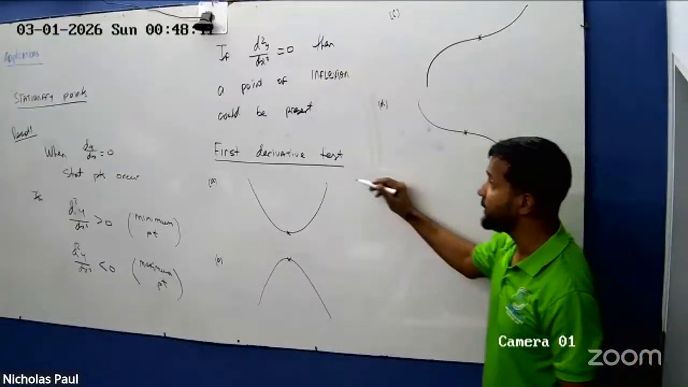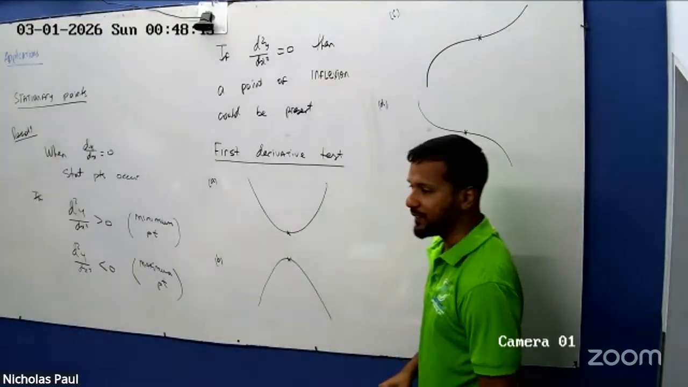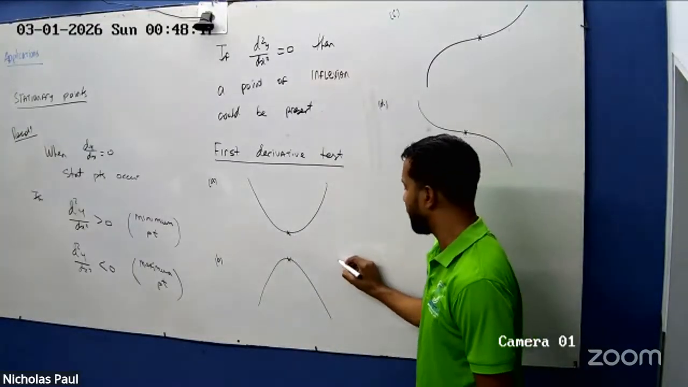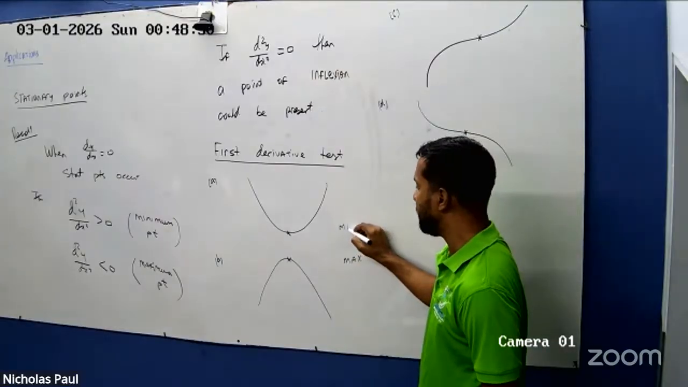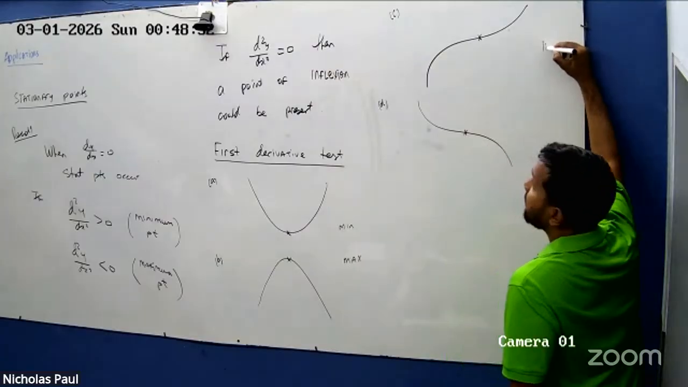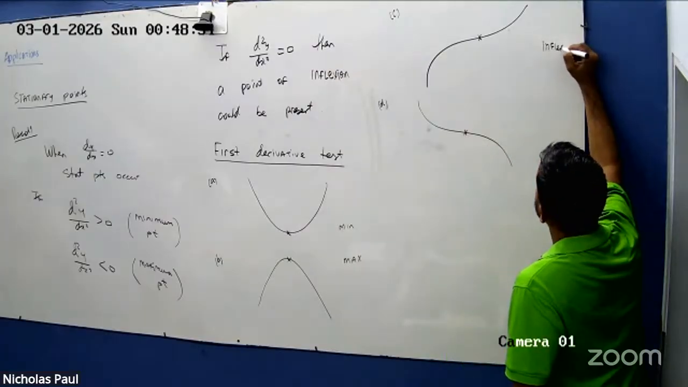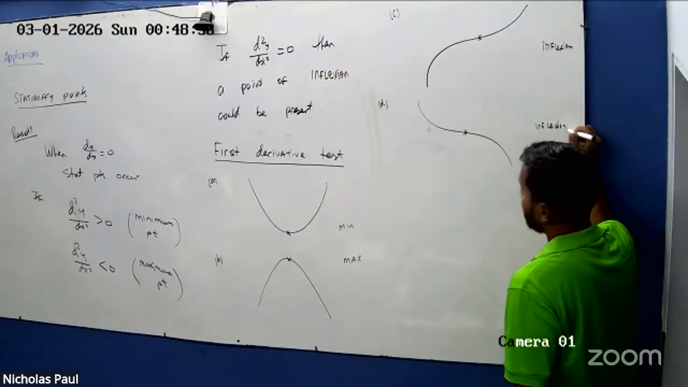So how do we check the first derivative test? The first derivative test can tell us if it's a max, like this example here, if it's a min, or if it's an inflection.